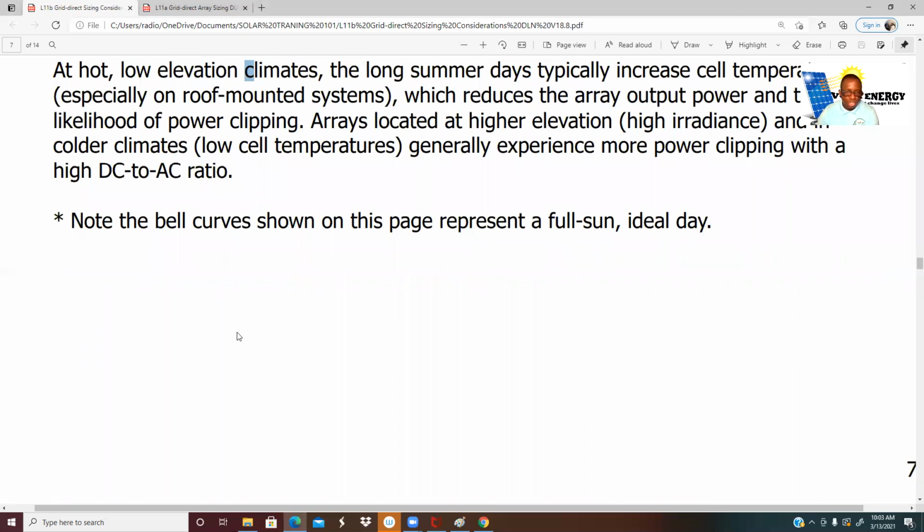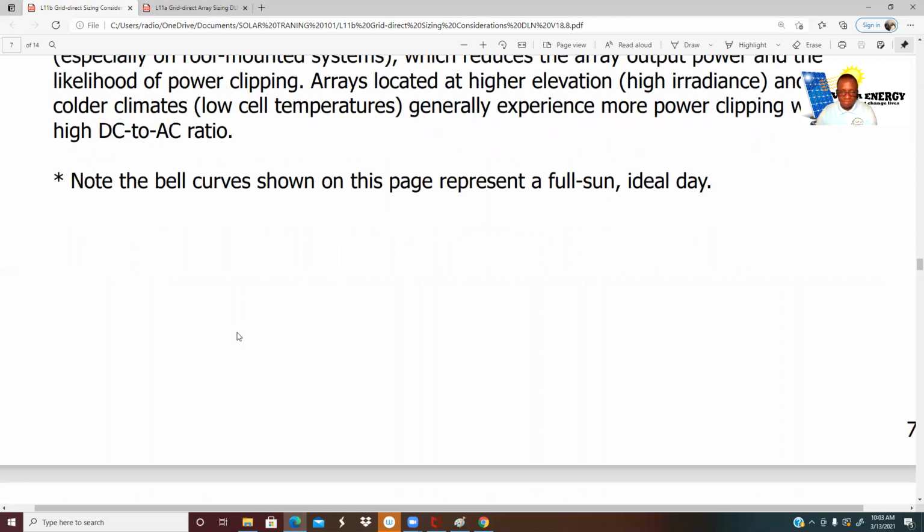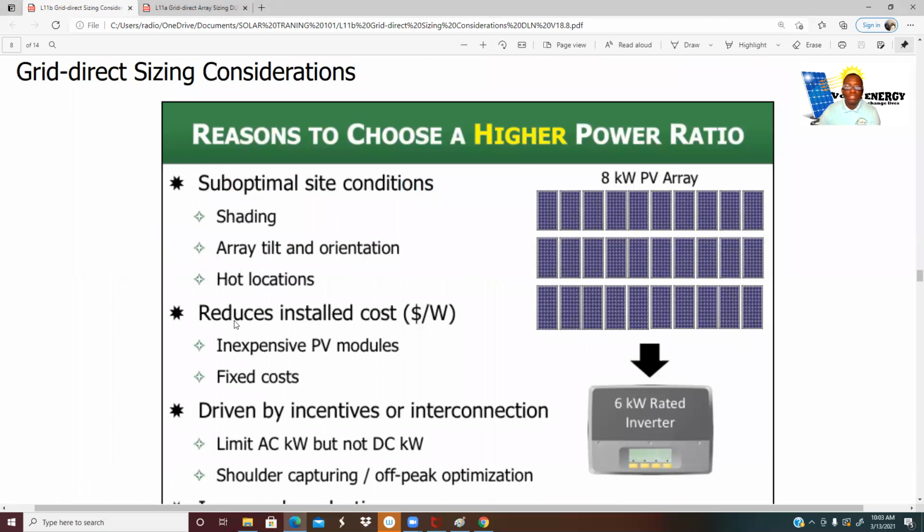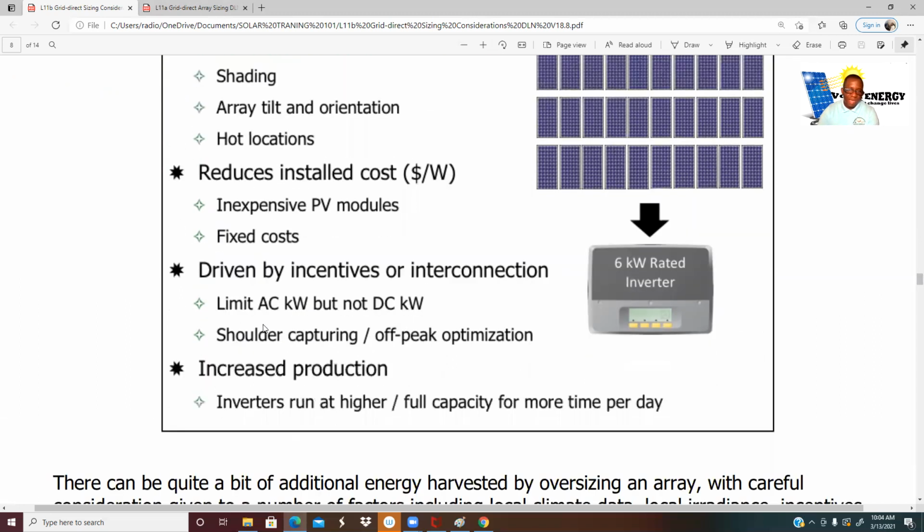Note the bell curves shown on this page represent a full sun, ideal day. Reasons to choose a high power ratio: sub-optimal site conditions, such as shading, array tilt, and orientation; hot locations; reduced installation cost; inexpensive PV modules; fixed costs driven by incentives or interconnections; limits on AC kilowatts but not DC kilowatts.